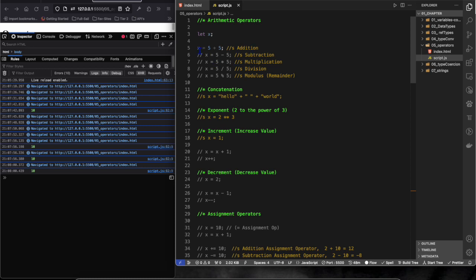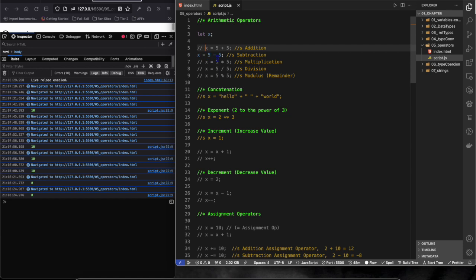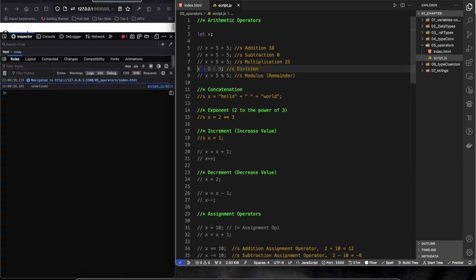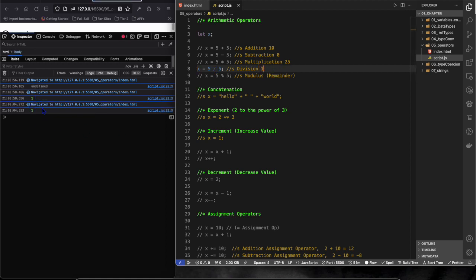So for addition, we have X equals 5 plus 5, and that will equal 10. Now we have X equals 5 minus 5, which is subtraction, and that will equal 0. Now the next one is X equals 5 times 5, which will equal 25, as you can see down here, and that's the multiplication. And then the next one is X equals 5 divided by 5, and that will equal 1, as you can see here in the console.